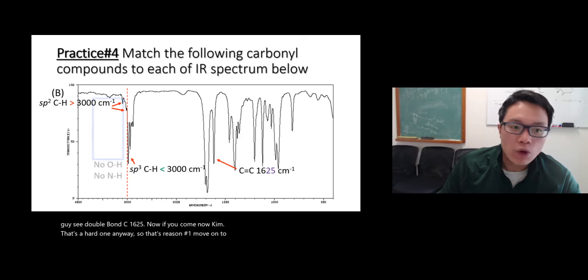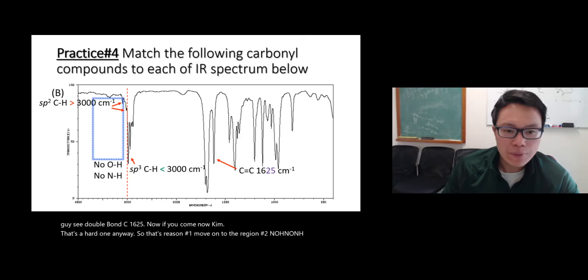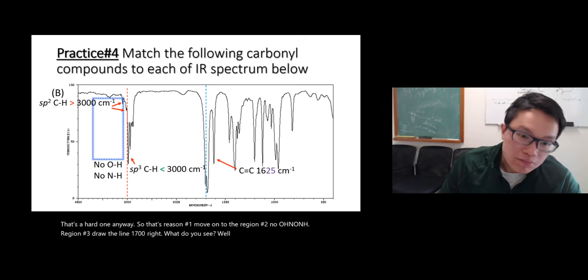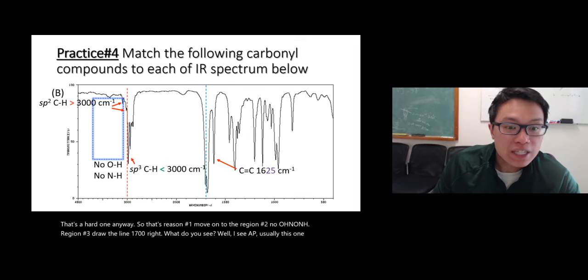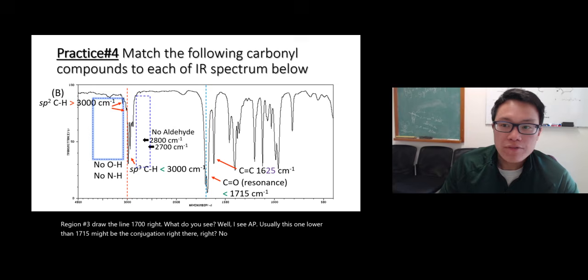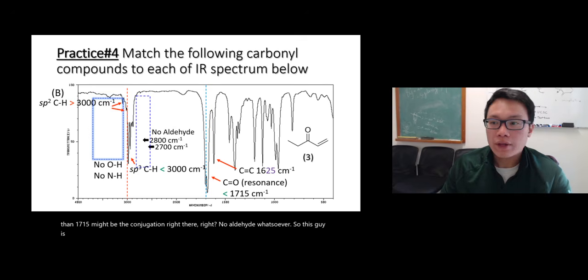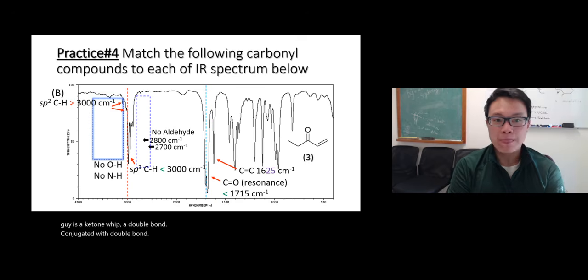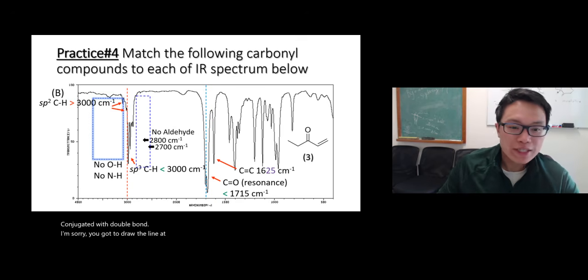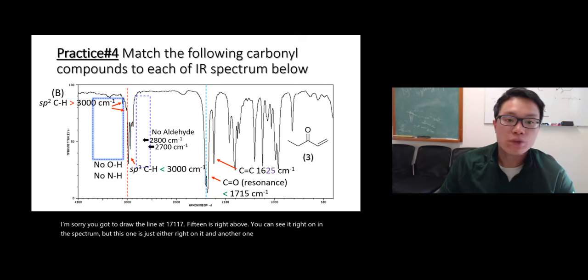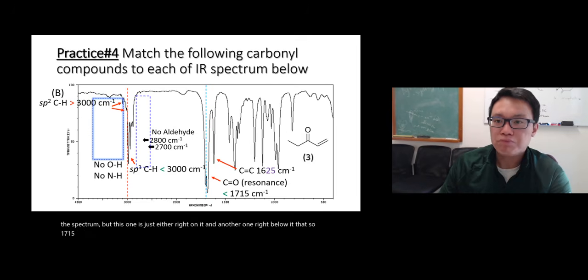Move on to region number 2: no OH, no NH. Region number 3, draw the line at 1700. What do you see? Well, I see a peak, usually lower than 1715, might be the conjugation right there. No aldehyde whatsoever, so this guy is a ketone conjugated with a double bond. You draw the line at 1700. In spectrum A, 1715 is right above it, but this one is either right on it, and another one right below it. So 1715, below 1715.